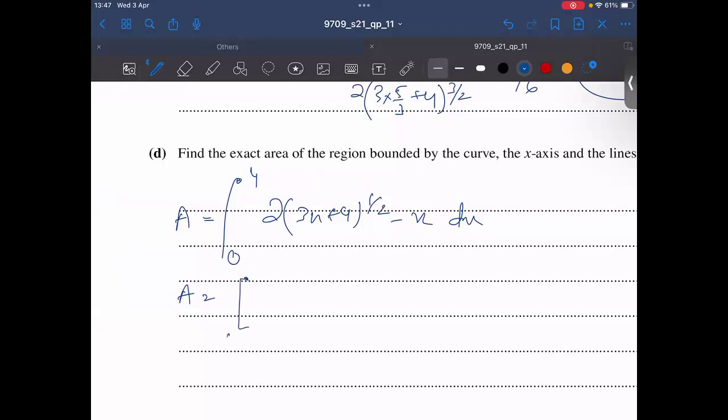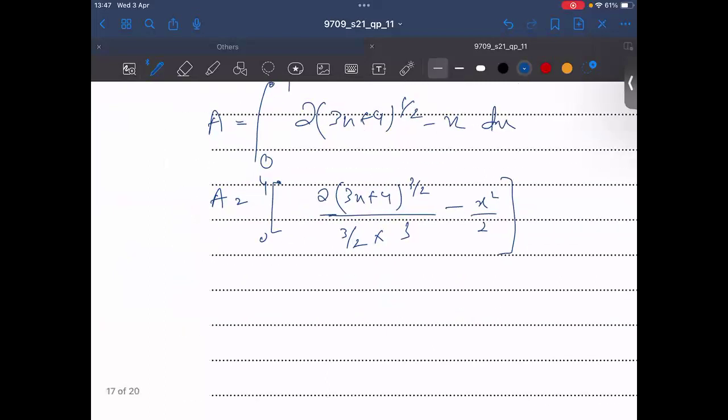From 0 to 4, it's going to be 3x plus 4 to the power of 3 over 2 divided by 3 over 2 into 3, minus x square over 2. So area, Iman, is going to be what? 0 to 4. So it's going to be 4 bracket 3x plus 4 to the power of 3 over 2 over 9 minus x square over 2.